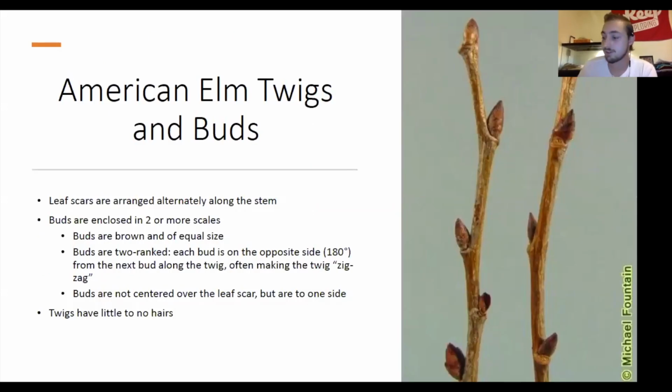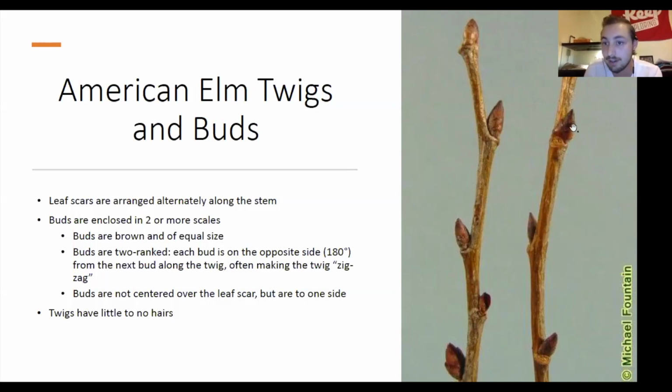So I'm just going to go straight into talking about twig and bud features for our three species. And at the end of these three slides, I will pause for questions. For our American elm twigs and buds, our leaf scars are arranged alternately. So our buds and leaf scars are alternate on the stem, never opposite from each other. Buds are enclosed in two or more scales.